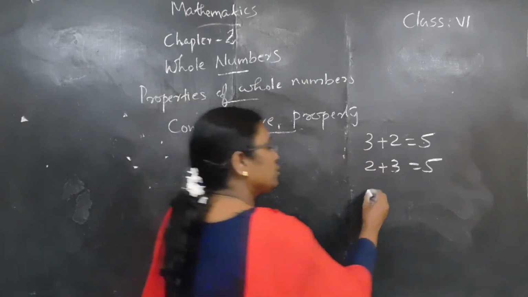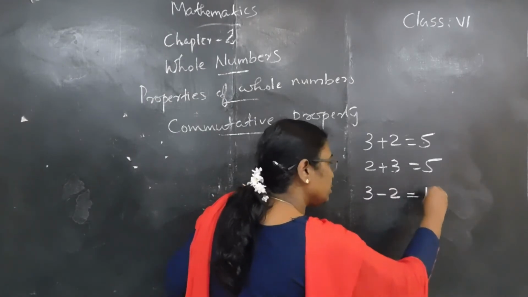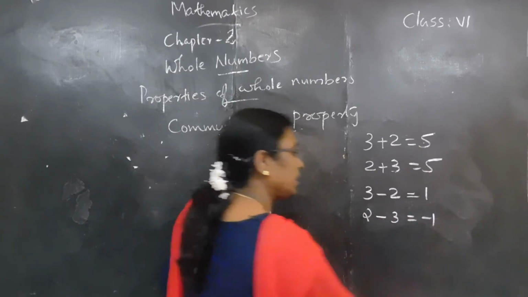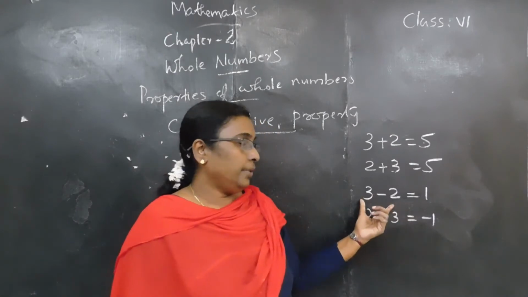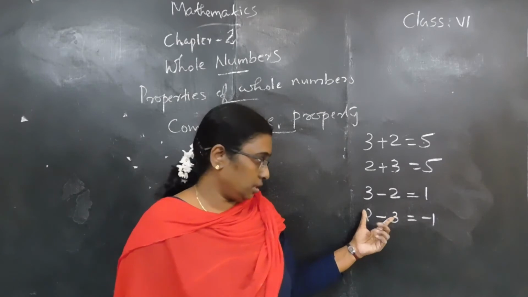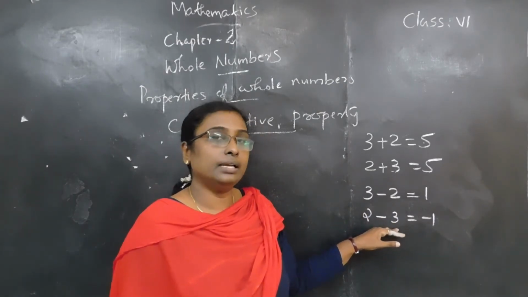Then in case of subtraction, what is 3 minus 2? 3 minus 2 equal to 1, and 2 minus 3 equal to minus 1. The answer is different. That is, we cannot subtract two whole numbers in any order. Therefore, the whole numbers are not commutative under subtraction.